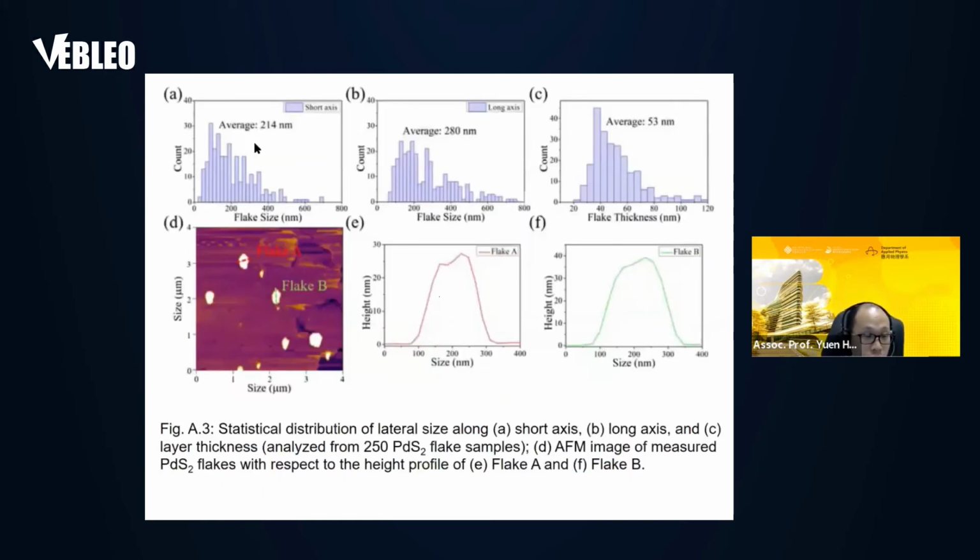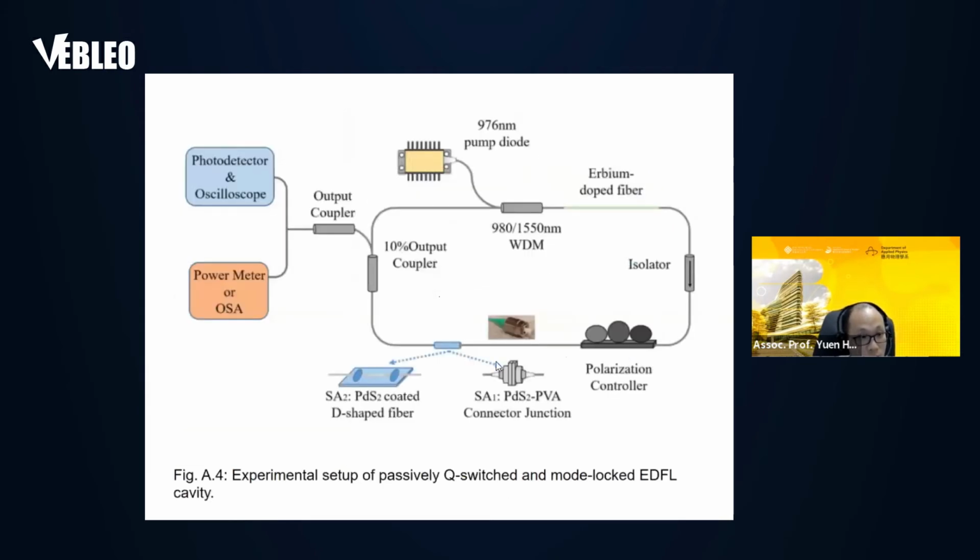We have also done some quantification of the size that we produced. Basically, we use an ultrasound technique to make it thinner and smaller, and then use some centrifugation to select the thin-layer structure. As you can see, the size is about 200 to 300 nanometers, so it's pretty small. Yeah, it's kind of a nanomaterial.